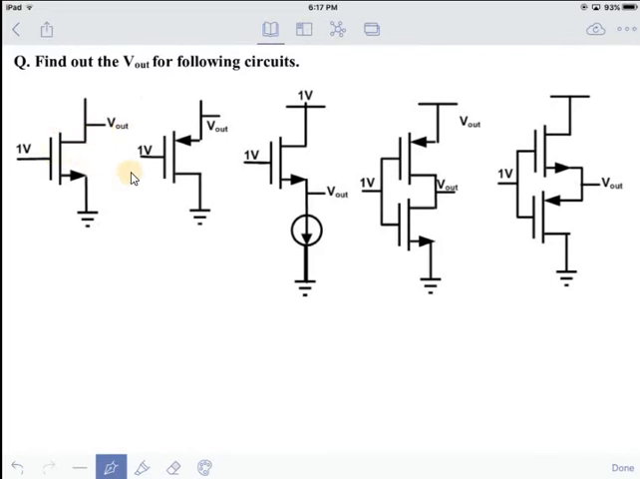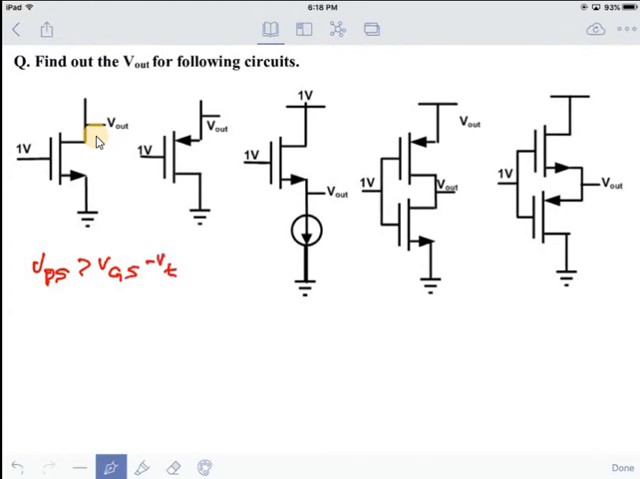So if we look at each circuit one by one, let us start with the first circuit. This is a simple NMOS. At the gate 1 volt is given and V out is taken at the drain. So usually we consider that the MOS is in saturation region. If we apply the saturation condition, VDS should be greater than VGS minus VT.